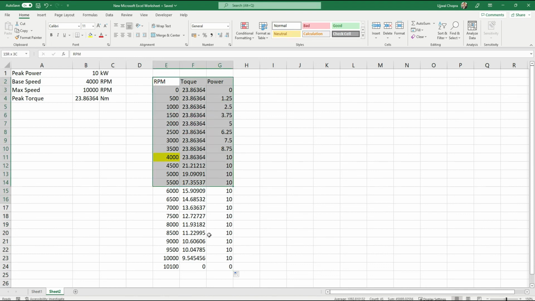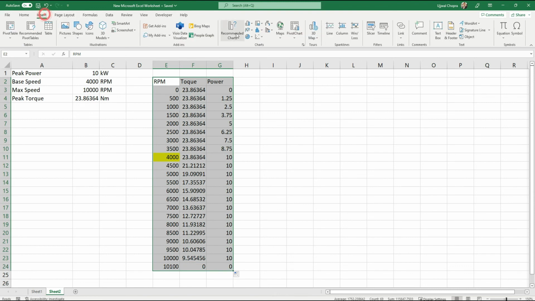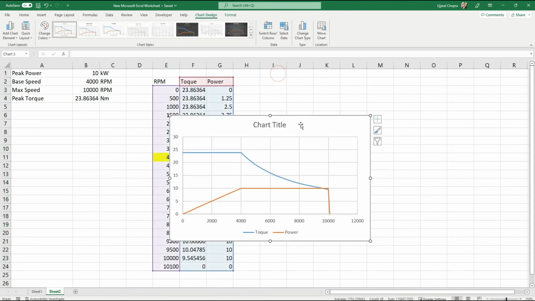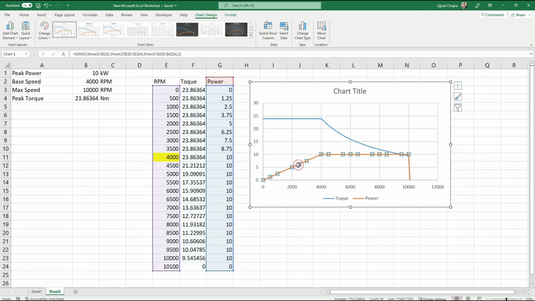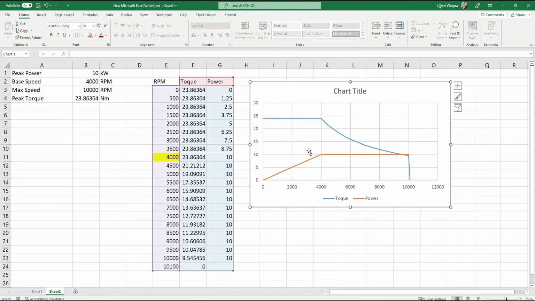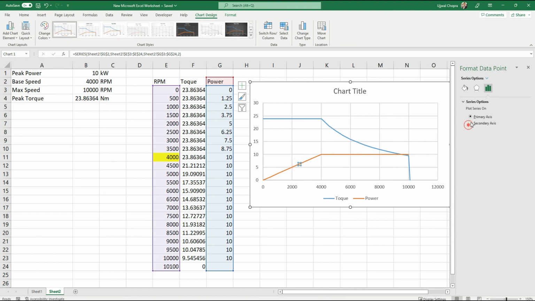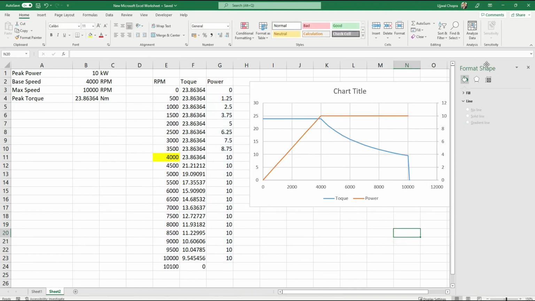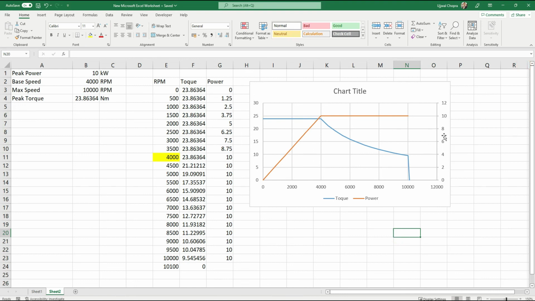Now let's quickly plot these quantities and see if we can get similar curve. One more thing we can do is maybe change the axes, and that's how we get this curve.